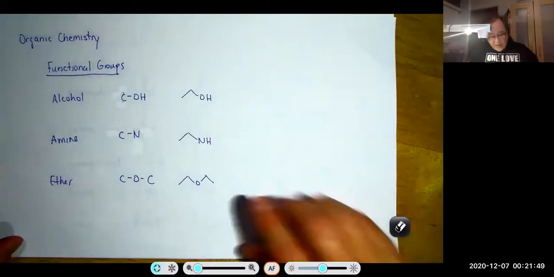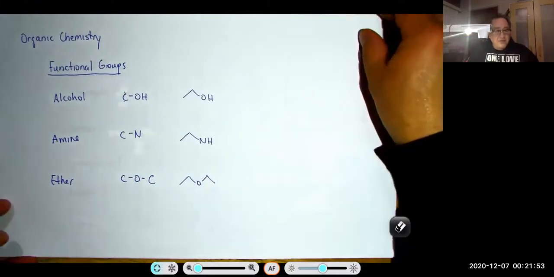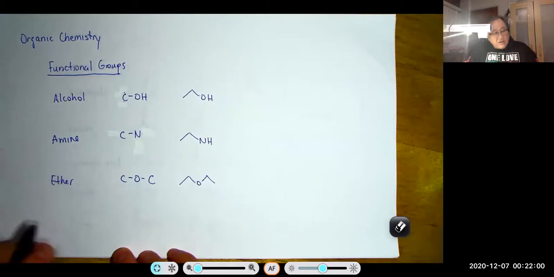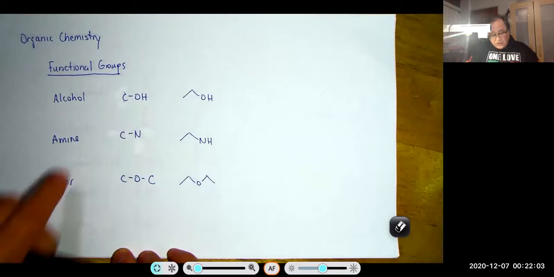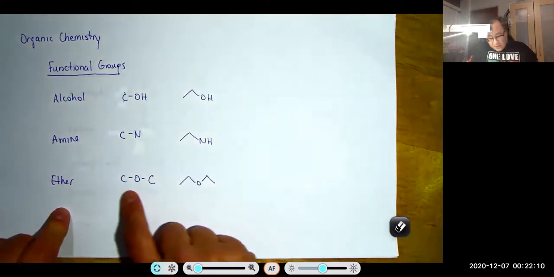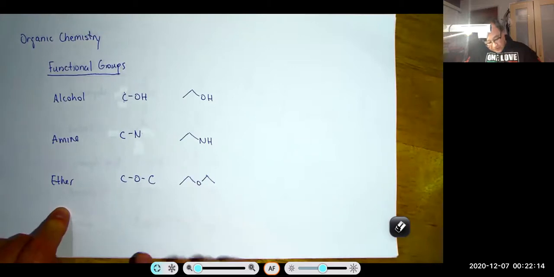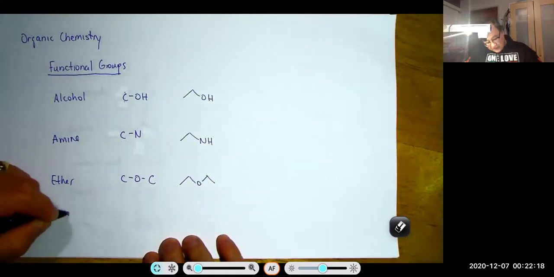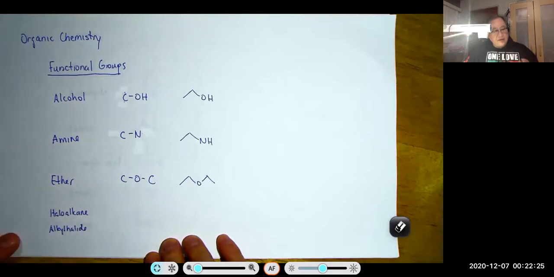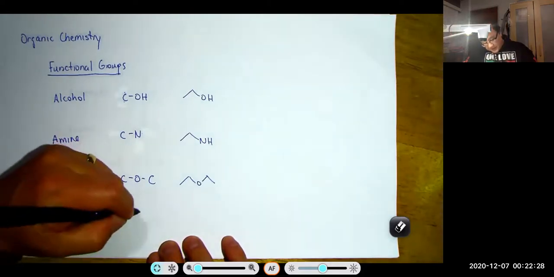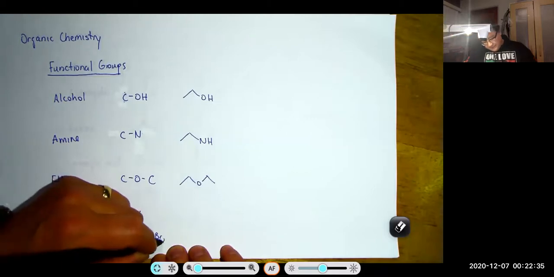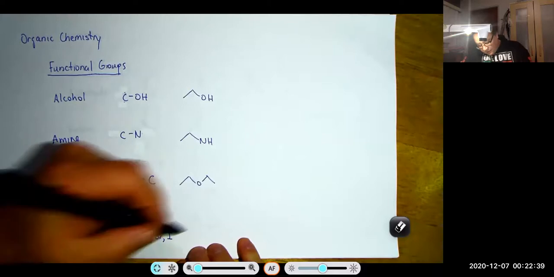The next set of functional groups we're going to look at are ones where you have something other than just carbon and hydrogen. So there are 4 that we're going to look at. I'm going to add one more here. There's the alcohol, where you have a carbon bonded to an OH. So this is an alcohol. Carbon bonded to a nitrogen. So this is an amine. And a carbon bonded to an oxygen, then to another carbon. So this is an ether. There's also something called a haloalkane or an alkyl halide. Now, an alkyl halide or haloalkane is something like this, where X is equal to fluorine, chlorine, bromine, or iodine. So an example of a haloalkane would be this.